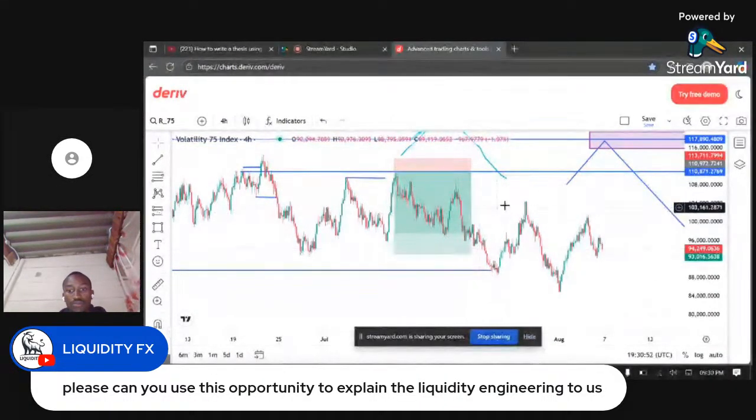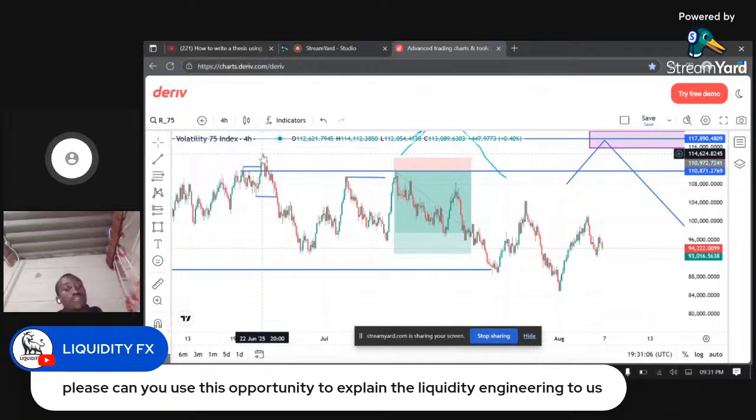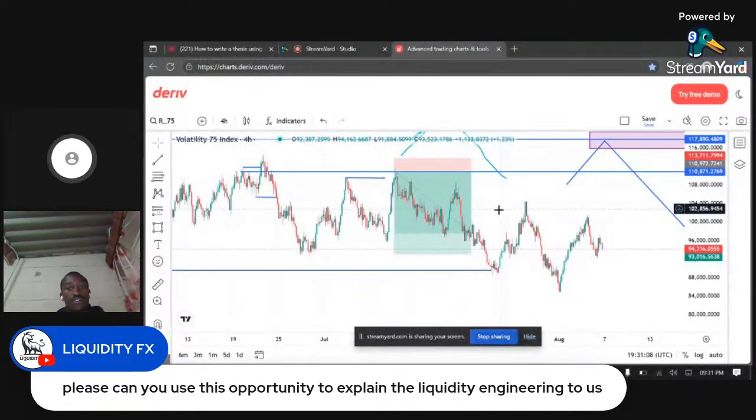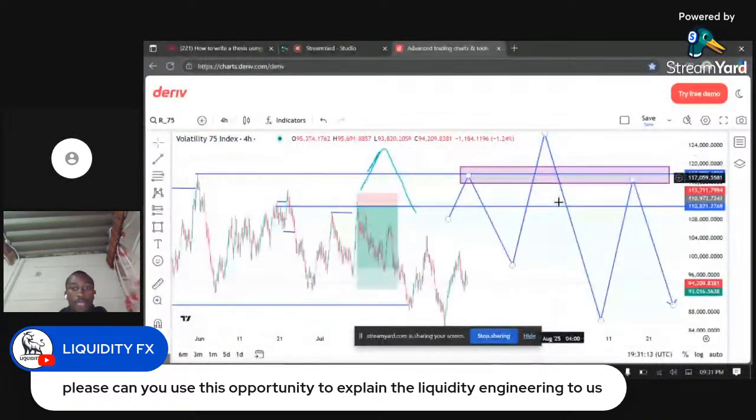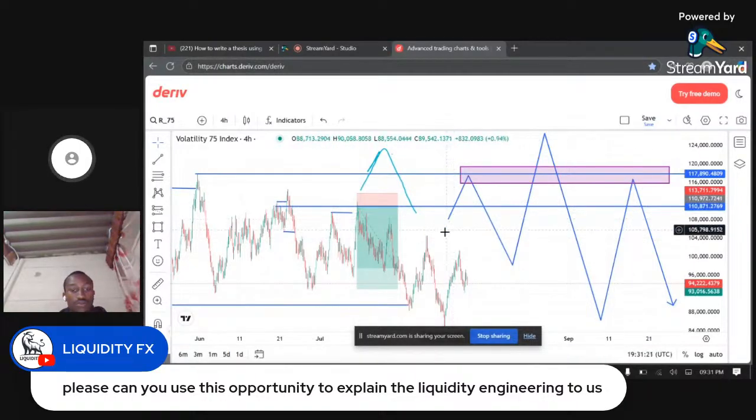Okay. Next, demonstrate liquidity engineering flip. That's the next one. So I hope you guys get what he said about liquidity engineering. Liquidity engineering is basically your sweep, your break of structure, then the eye that was swept. This is the eye that was swept, right here, which is the eye that was swept for this one. That is your entry.